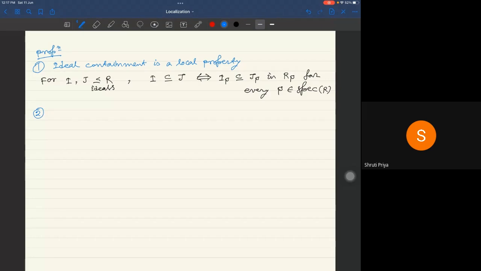Another one is being reduced. Being a reduced ring is also a local property. Okay.